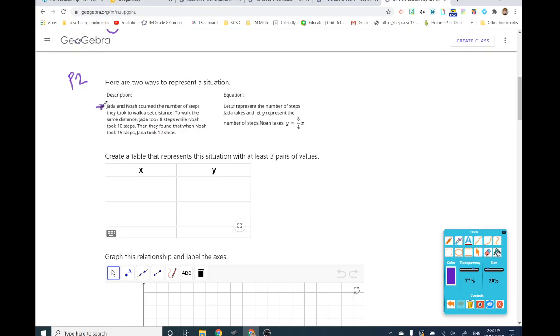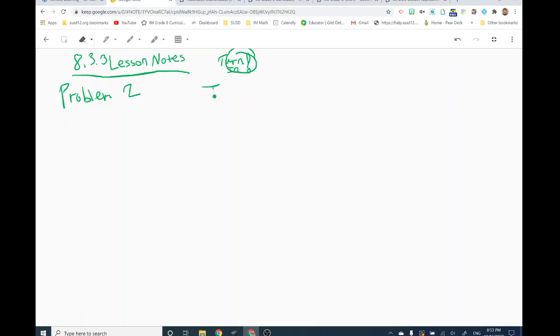Jada and Noah counted the number of steps they took to walk a set distance. Jada took 8 steps while Noah took 10 steps. Then they found that when Noah took 15 steps, Jada took 12 steps. Okay, that's a description of the problem. Let's go ahead and take notes on that. Okay, go to your note paper. Now we've got 2 people they're talking about, so write that in your notes. There's Jada and Noah.